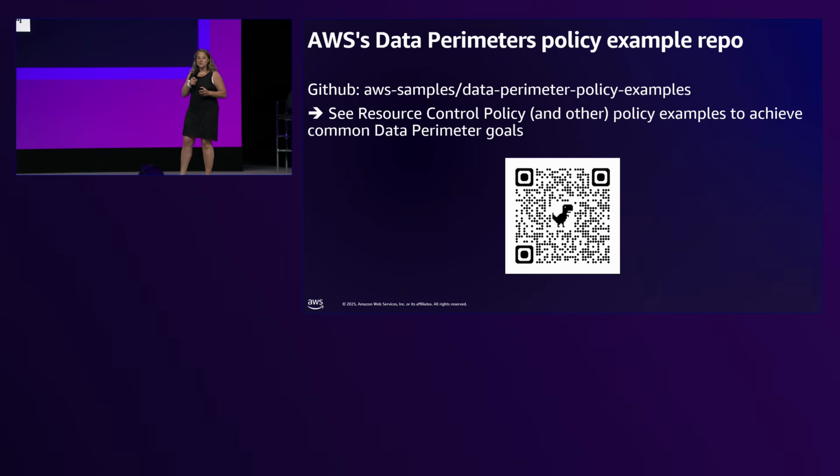Take a picture of this one too. We have a GitHub repo. It's basically your cheat sheet. We give you the copy pasta here, right? These are the policies that we recommend that you put in place to establish a data perimeter. So no guessing. This isn't your high school physics class. We gave you the right answers.